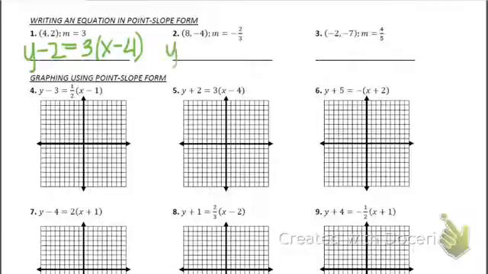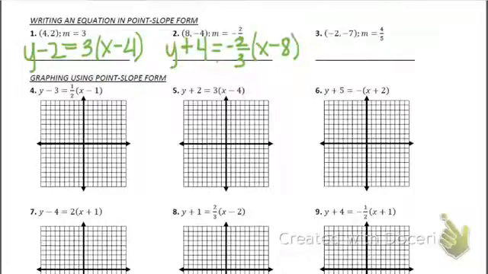So we have y minus negative 4. So if I have y minus negative 4, what actually happens? It becomes positive. So I'm going to rewrite it as y plus 4 equals negative 2/3, your slope, so negative 2/3 times x minus the x coordinate. What's the x coordinate? Positive 8, so it's going to be x minus 8. And that's all you have to do. Easy? Okay, do number 3 for me.